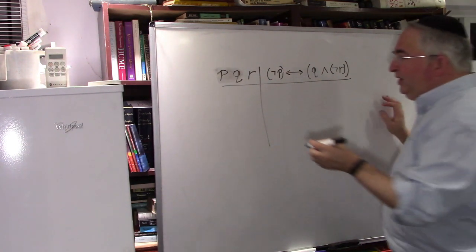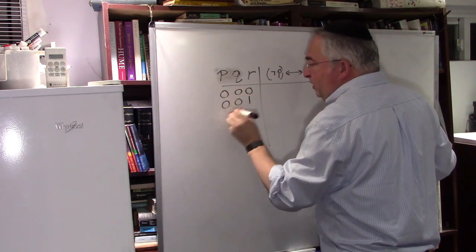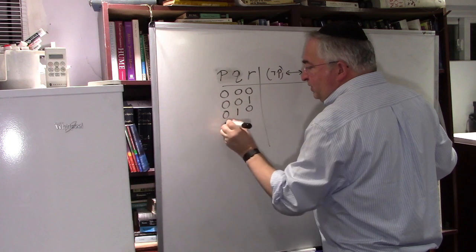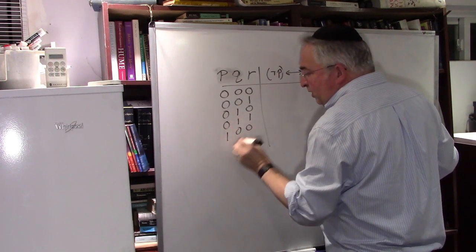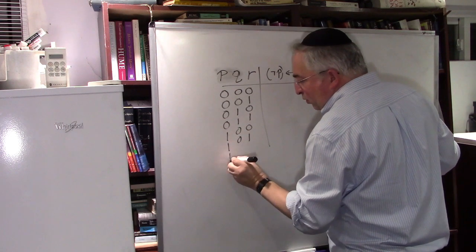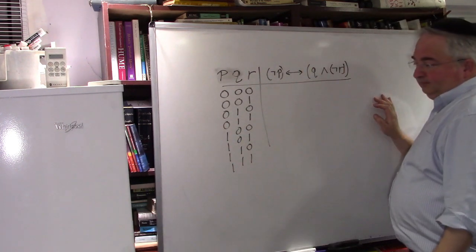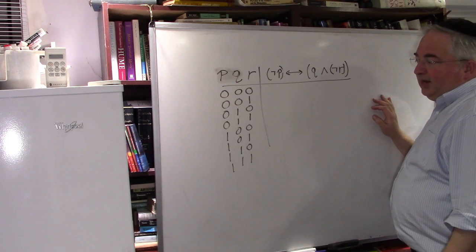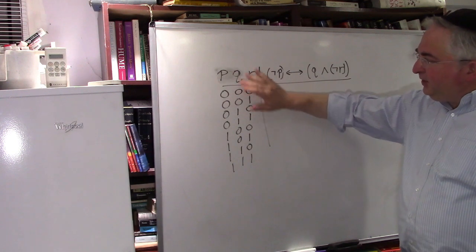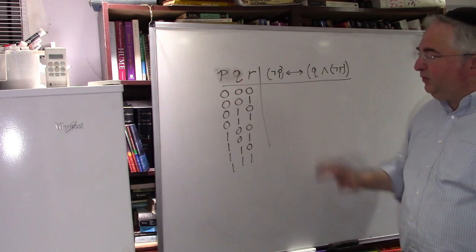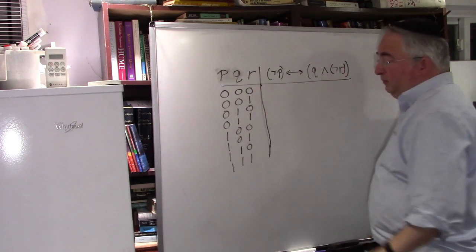So let's do it. You ready? 0, 0, 0, 0, 0, 1, 0, 1, 0, 0, 1, 1, 1, 0, 0, 1, 0, 1, 1, 1, 0, 1, 1, 1. Okay, now every possibility is there. Every possibility of what P is and what Q is, they're all there. Okay, great. Now, I want to fill in this form.